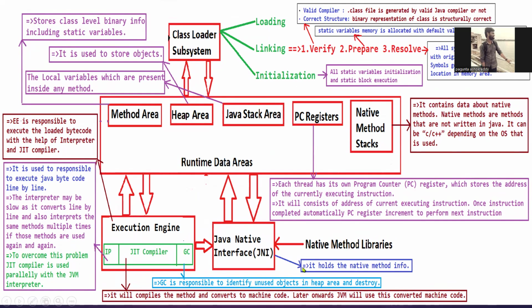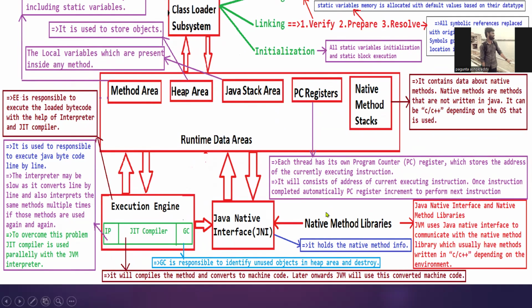What is the Java native method interface? Just see, the Java native method interface holds the native method information. What is the native method library? The JVM uses the Java native interface to communicate with the native method library, which usually has methods written in C++, depending on the environment. Okay, not much to discuss on this one.